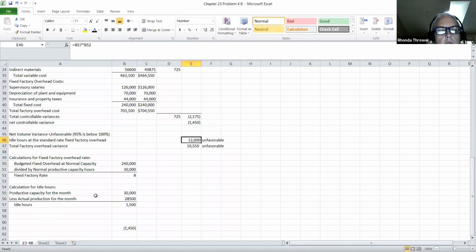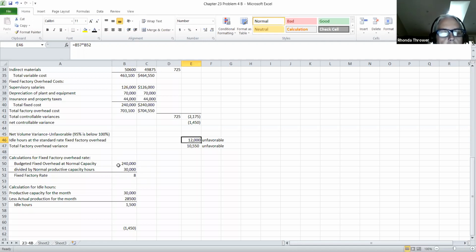Yeah, I've shown you how they've calculated that here. To find the idle hours, we compare the productive capacity for the month at 100% capacity. This was the given 30,000 hours. And we subtract out what we actually operated at, which was the 95% capacity. The difference in those hours is what they are referring to here as idle hours. The idle hours are going to be multiplied by the standard fixed factory overhead rate. And they didn't give you that, so you have to figure it.